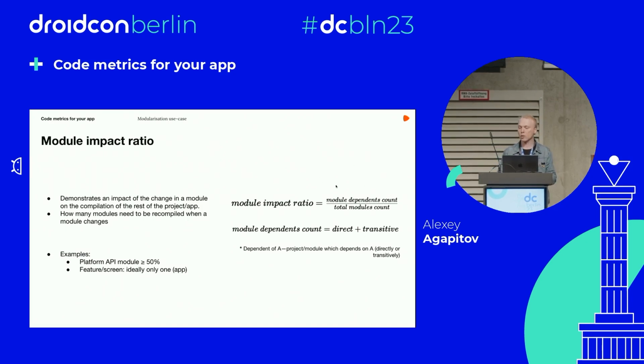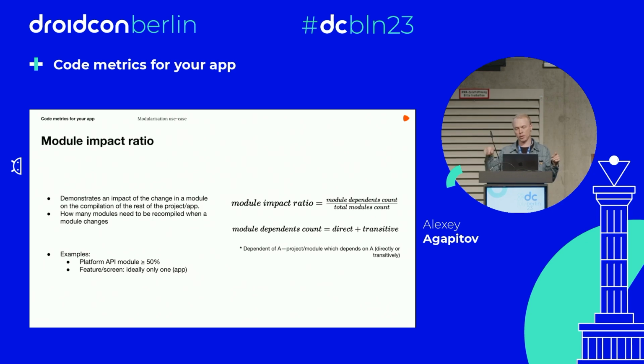So we take one module, and we take all the dependencies on this module. So we take the direct dependencies, which are easy to find, and then we find all the transitive dependencies of modules, which depend on modules, which depend on our candidate, right? And this transitive part is what made the biggest difference in our case.